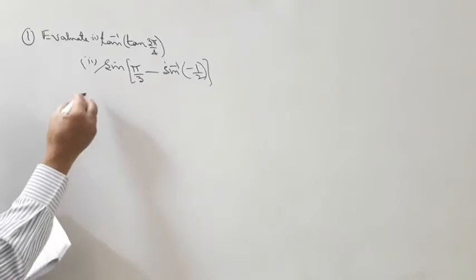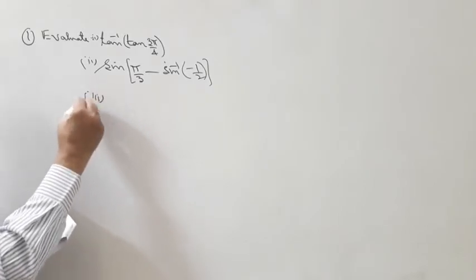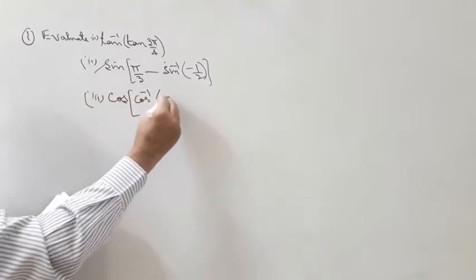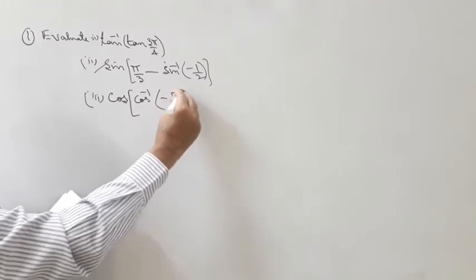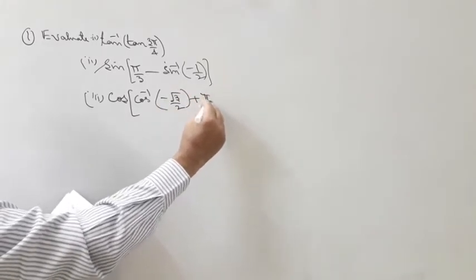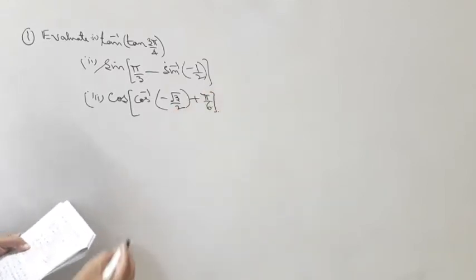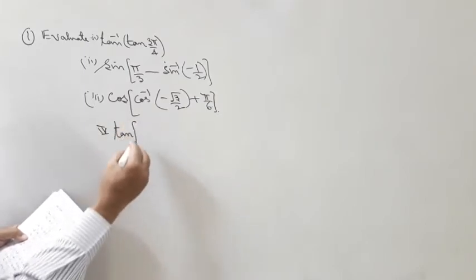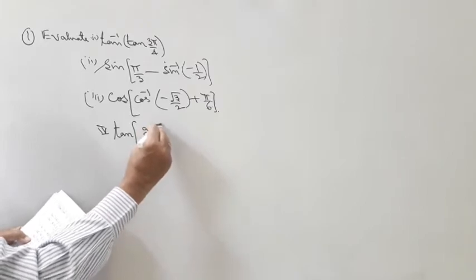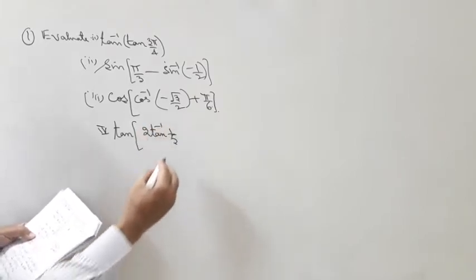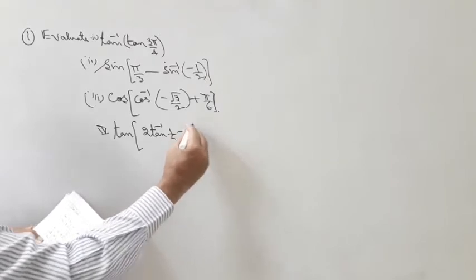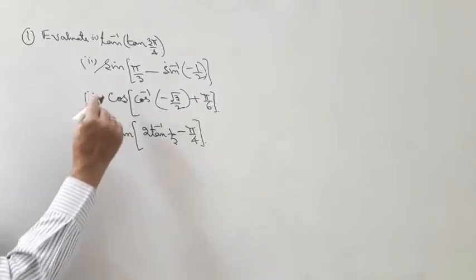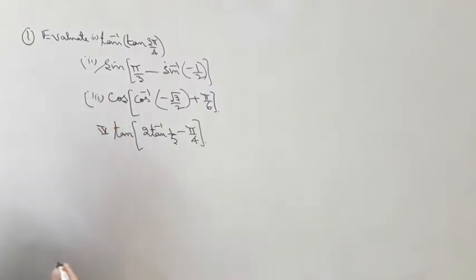The third is cos inverse of minus under root of 3 by 2 plus pi by 6. Then you have this fourth part, tangent of 2 tan inverse 1 by 5 minus pi by 4. Check out. And then, with the help of this, first of all, let us make clear these questions.